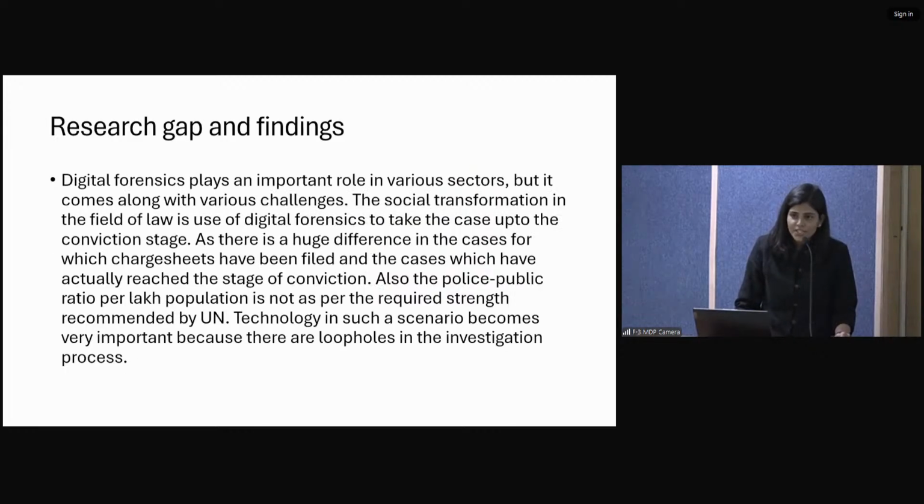So the research gap is that digital forensics plays an important role in various sectors, but it comes along with various challenges. The social transformation in the field of law is the use of digital forensics to take the case up to the conviction stage. As there is a huge difference between the cases for which charge sheets have been filed and the cases which have actually reached the stage of conviction. And also the police public ratio, as I have already mentioned. Technology in such a scenario becomes very important because there are loopholes in the investigation process.